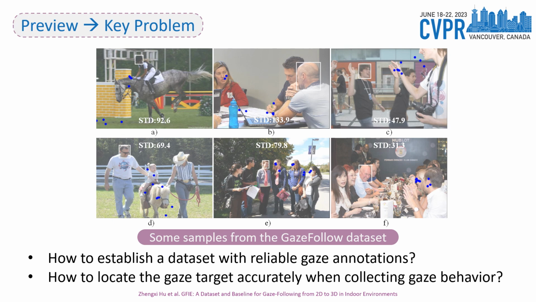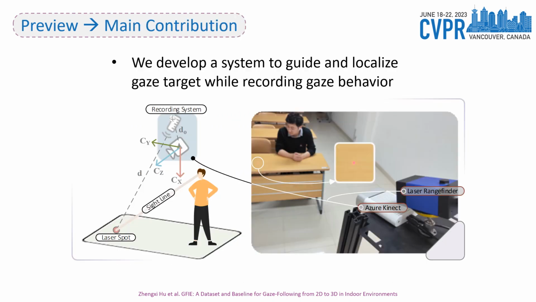Gaze following requires inferring where the person, in a sense, is looking. However, a survey of datasets used for gaze following tasks reveals defects in the way they collect gaze point labels. So, we first present two key problems.